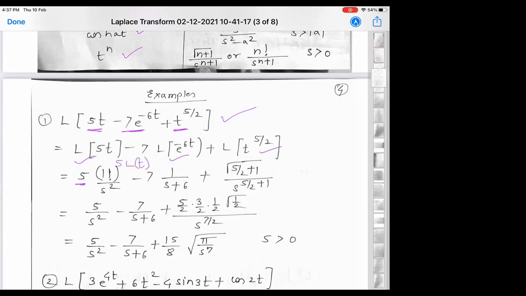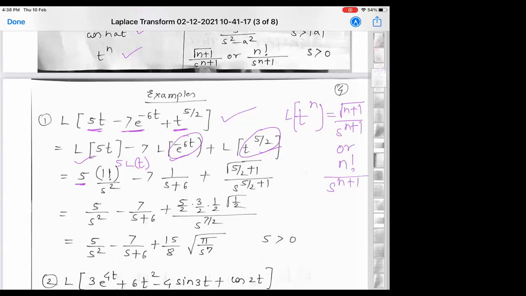Second function, Laplace transform e raised to minus 6t, for which you have the standard result. And third function t raised to 5 by 2, that also comes under the category of algebraic function, whose transform answer you know. So first term t means t raised to 1, so you are applying the seventh result, t raised to n. Laplace transform t raised to n is gamma n plus 1 upon s raised to n plus 1, or n factorial upon s raised to n plus 1.